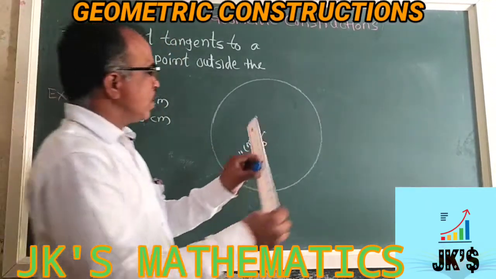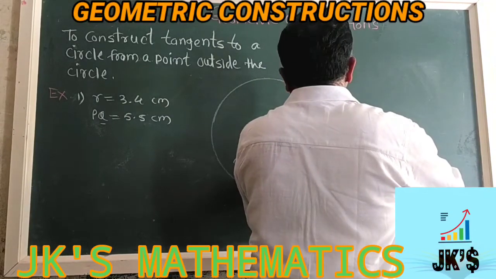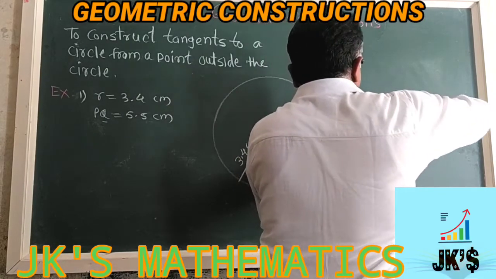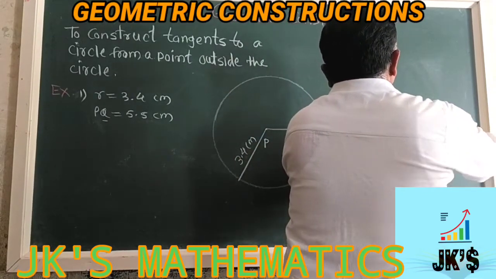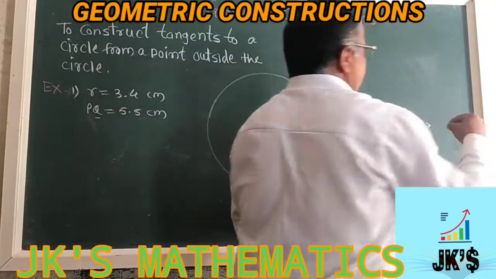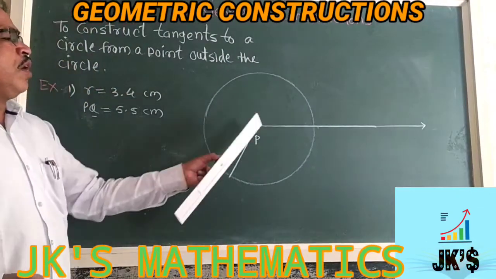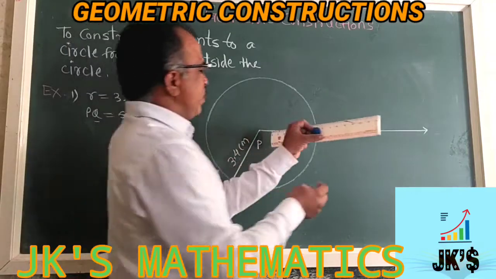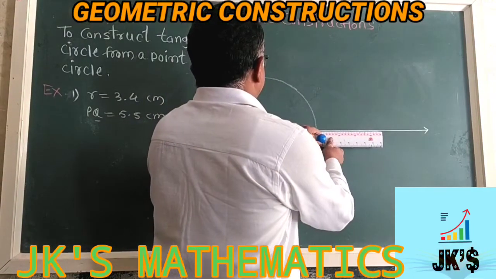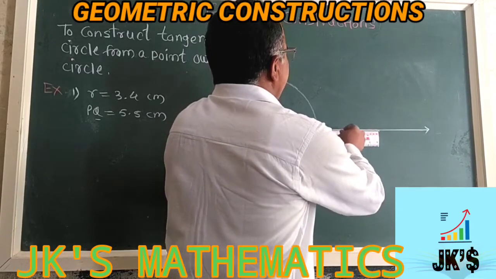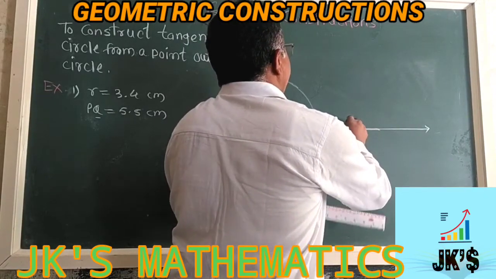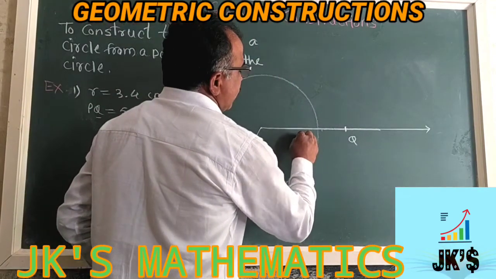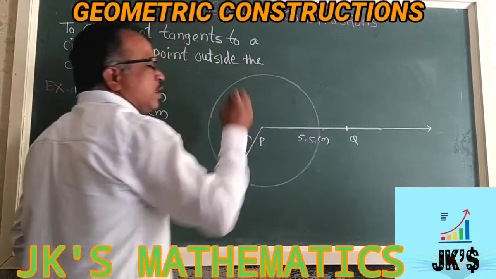Now draw a ray from P. Draw the ray from point P and take point Q on this ray, which is at 5.5 distance from the P. Means we decide the point Q at 5.5 from the center. This is our point Q. The distance of point Q from P is 5.5 centimeter. Okay, friends.